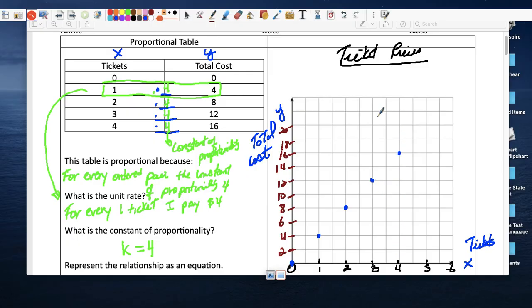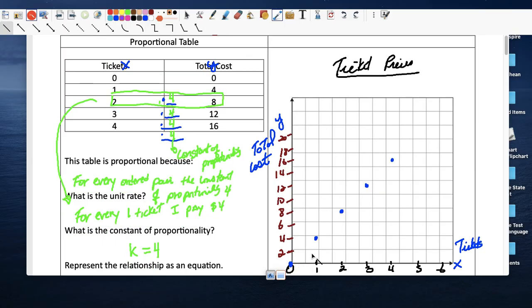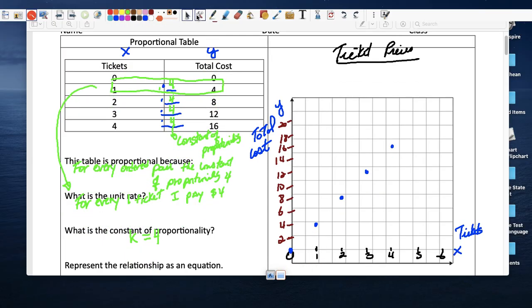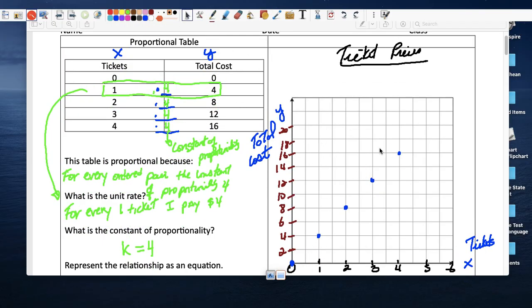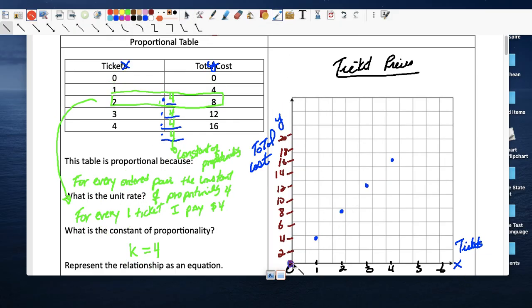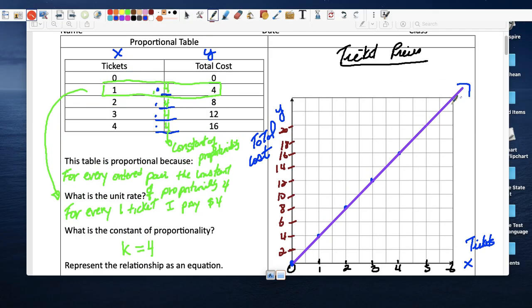So remember what you've done previously. A proportional graph is going to look like this. If I connect the dots, and I'll explain in a second whether I want to connect the dots or not, these dots would form a straight line, and it would go through the origin.